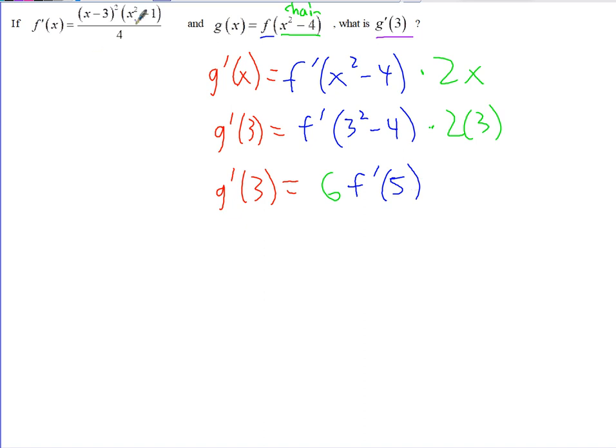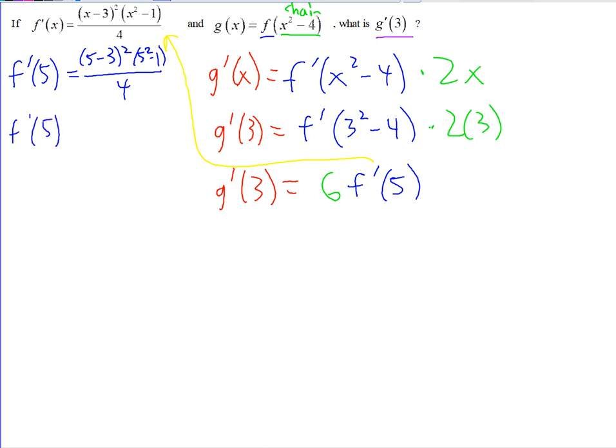If we weren't given f prime here, that's as far as we could go. However, now we can see what we actually need. We need f prime of 5. And notice this is already f prime, so we don't even have to take the derivative of it. It already is a derivative. So then you would just substitute 5 into that. Get 5 minus 3 squared. That's 5 squared minus 1 over 4. Well, 5 minus 3 is 2, squared is 4. 5 squared is 25 minus 1, 24. See the 4 is reduced further. So f prime of 5 is 24.